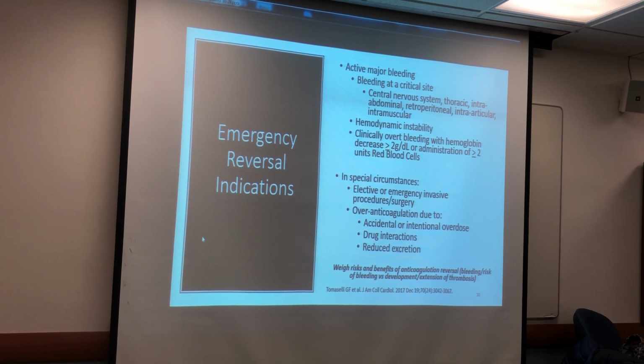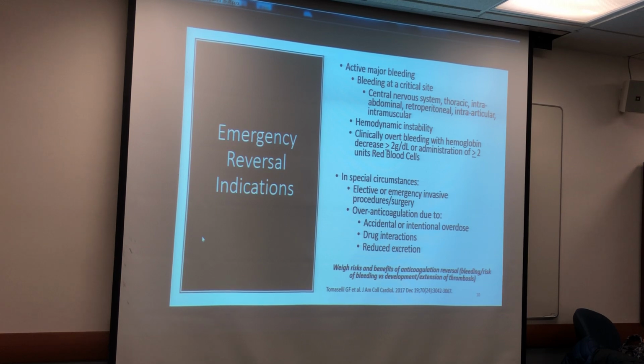So the most common indication for reversing anticoagulation emergently is active major bleeding, and that's defined by the American College of Cardiology as meeting one of 3 criteria. So the first is bleeding at a critical site, and critical site bleeds are defined as those that compromise the organ's function. So most commonly intracranial hemorrhage or other central nervous system bleeds like intraspinal, intraocular, also thoracic, intra-abdominal, retroperitoneal, intra-articular, and intramuscular. Those are considered critical just because of their capacity to cause disability, and they often will require surgery to return the patient to hemostasis.